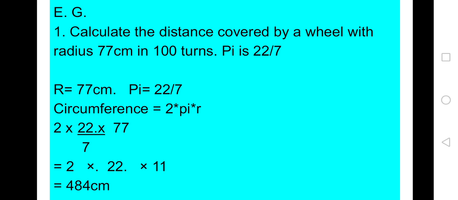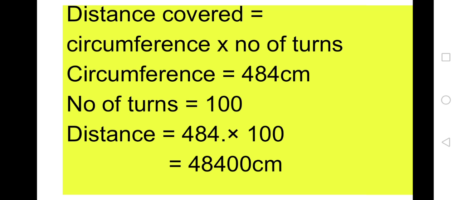7 goes into 77 11 times because they are common factors. And it's very important to note that you remove all the common factors first before you multiply them out. That way it is easier for us to calculate. And so we have 2 times 22 times 11, which gives me a total of 484 cm. So that's the circumference for this particular wheel.